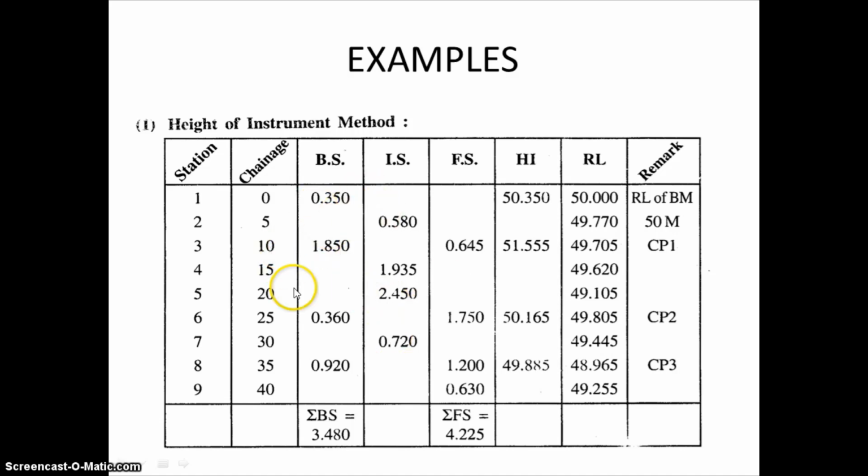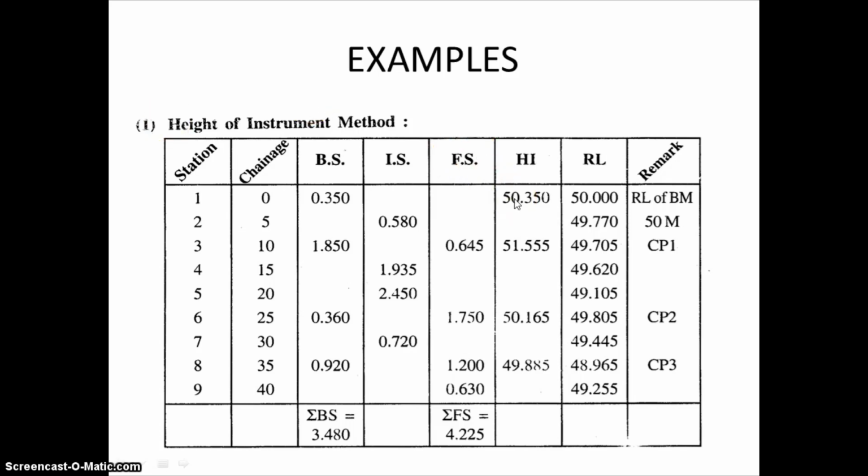So once you enter all the values, then you enter the station values 1, 2, 3, 4, 5, 6, 7, 8, 9, and then you enter the chainage values at 5-minute intervals: 0, 5, 10, 15, 20, 25, 30, 35, 40. Okay. So we have completed up to this stage. You also do the summation of all the backsight readings, and you also do the summation of the foresight values. Then you have to calculate the HI value.